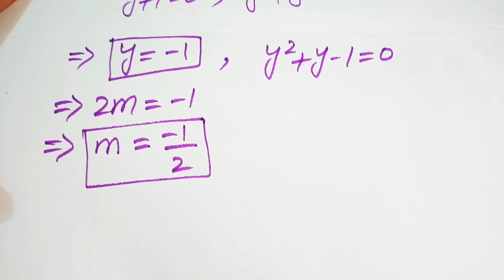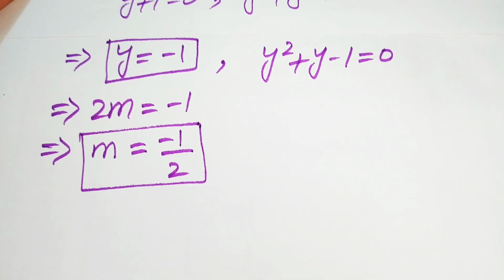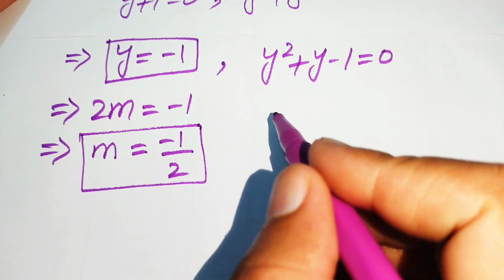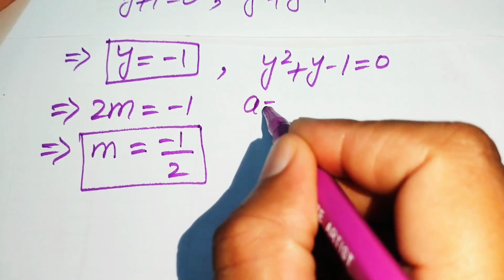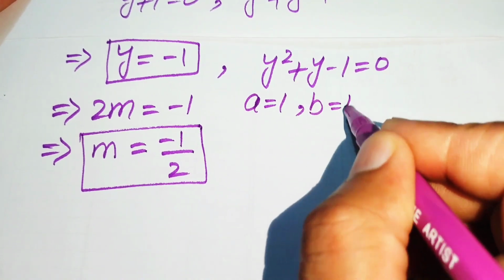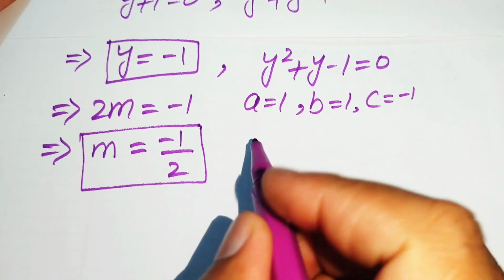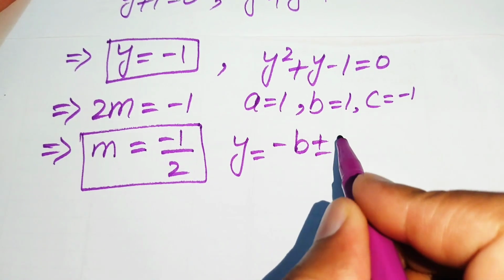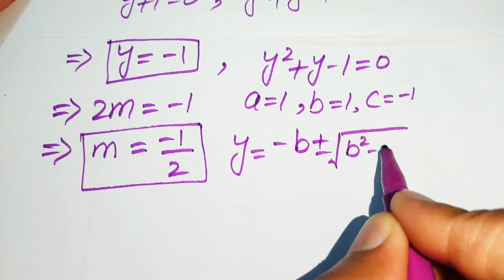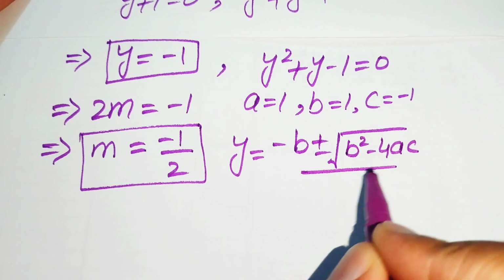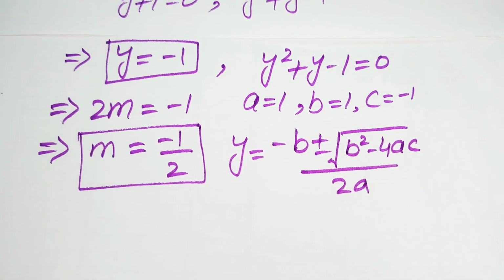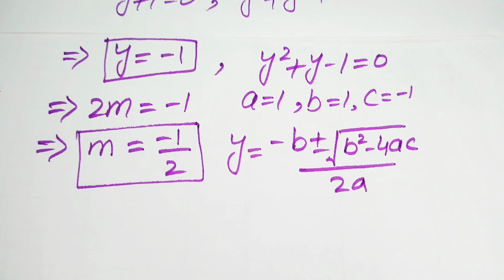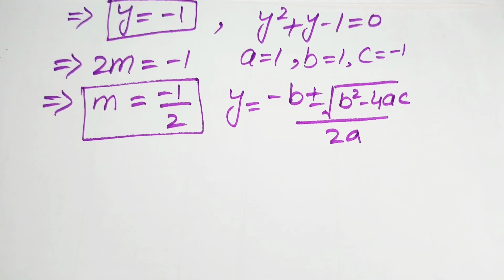And now in order to find the other roots, we need to solve this quadratic equation. So first we write the coefficients of this equation: a equals 1, b equals 1, and c equals minus 1. And we know the quadratic formula. It is stated as minus b plus minus square root of b square minus 4ac, divided by 2a. This is our quadratic formula. And now we substitute the values of a, b, and c in this formula.